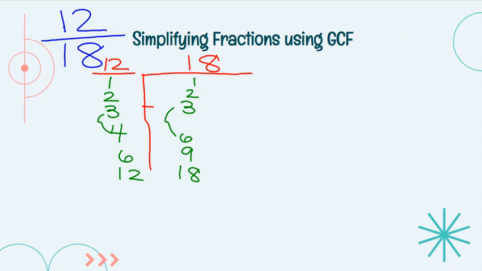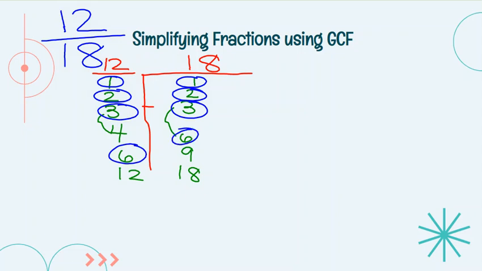So I have all the factors of 12 and 18, and I am looking for the biggest ones that they have in common. They have 1 in common, they have 2 in common, they have 3 in common, and they have 6 in common. And since 6 is the greatest common factor, it means that when I simplify 12/18 by 6, I will be able to simplify it in one step and be guaranteed to have a simplified answer. So I know that I can simplify by my new GCF, which in this case is 6.